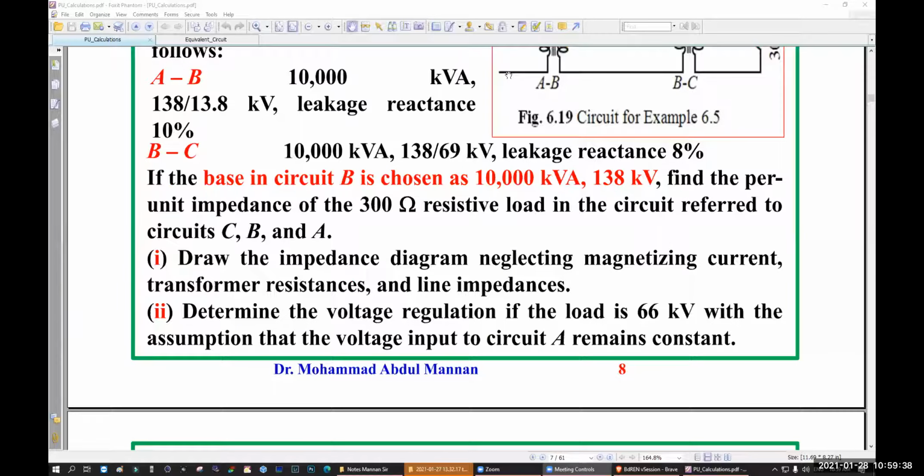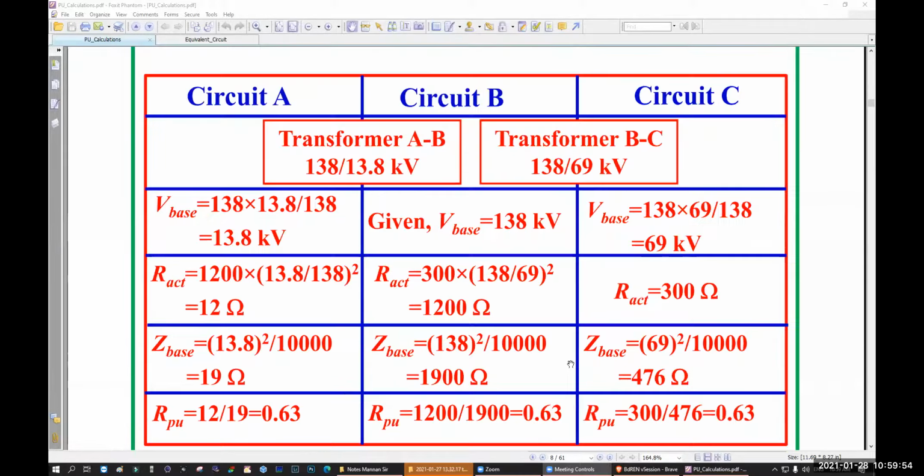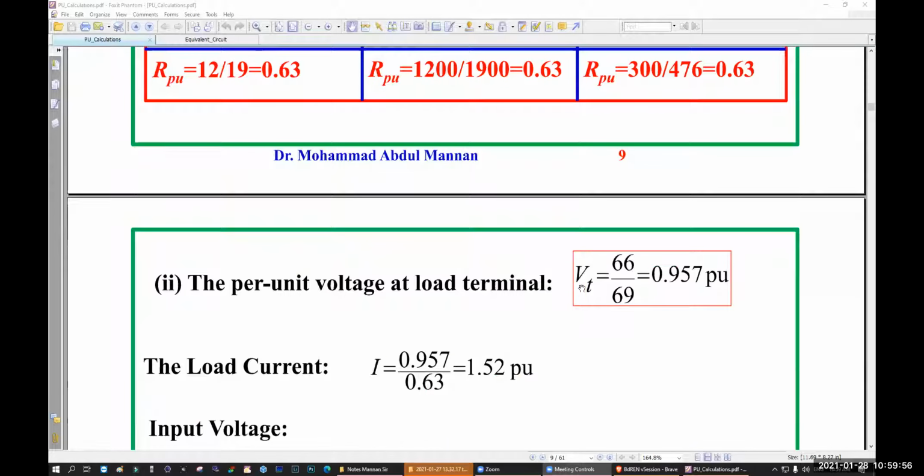The question says that if our actual value is 66 kilovolt, not 69, this is different math. If our actual value is 66 kilovolt, then deal with it. Okay, then what will our per unit value be? What is the per unit value of voltage at the load terminal? 66 divided by 69, because 66 is our new actual and 69 is our base, right? So 0.957 per unit.